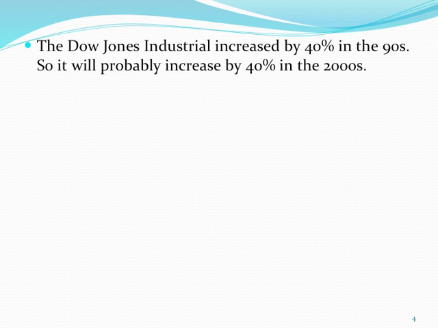Okay, let's do more examples. Let's say that the Dow Jones Industrial Index increased by 40% in the 90s. This is a measure of how the stock market is doing. Does that mean that it will probably increase by 40% in the 2000s? Well, that's not as good of an analogy, because how the stock market performs in one decade could be dramatically different, and often is dramatically different, than it performs in another decade. So that analogy is weaker than some of the other ones.